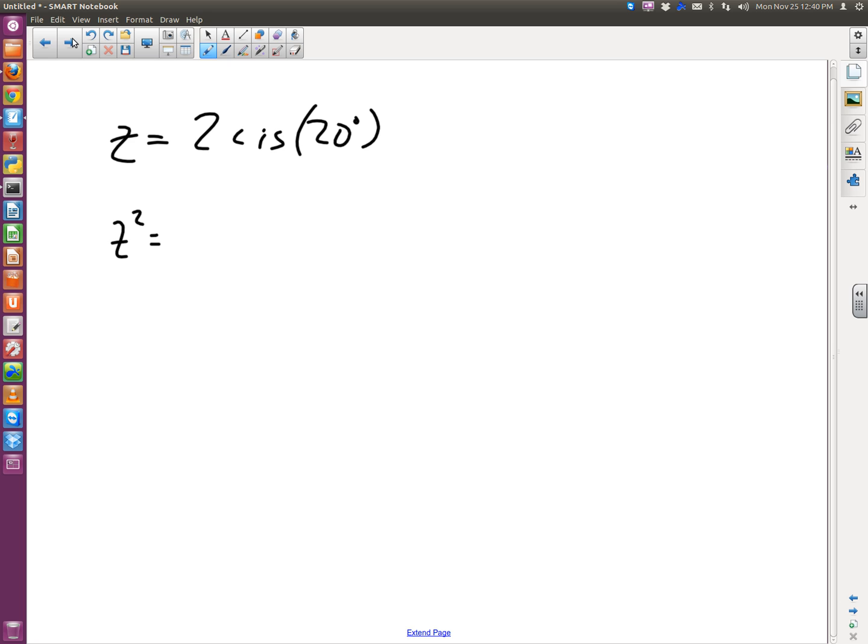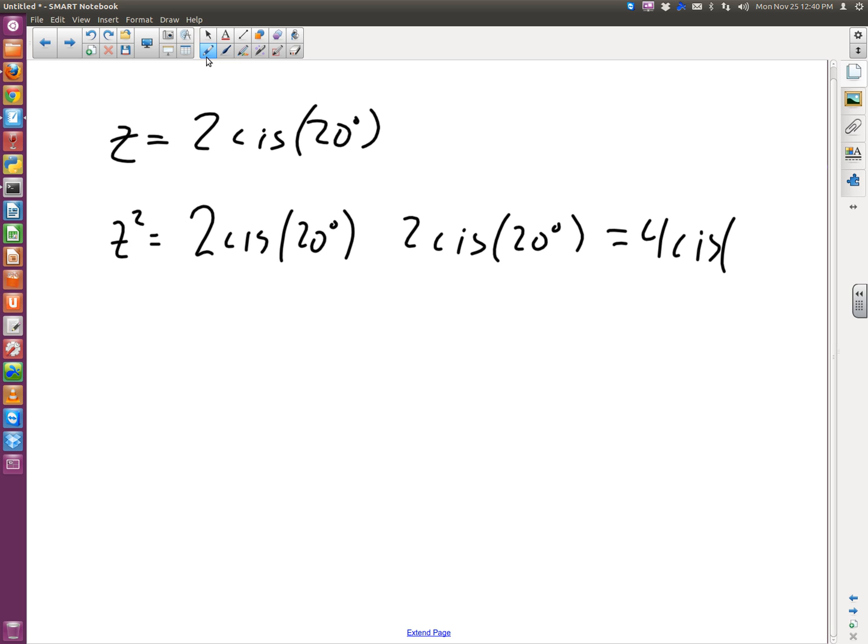4 cis 40. Because remember, what I'm saying is multiply by itself, right? And we said, to multiply, I keep on writing this wrong. To multiply two polar form or cis theta form numbers, you multiply the number in front and you add the angles up, right? So it's going to be 4 cis what? 40.